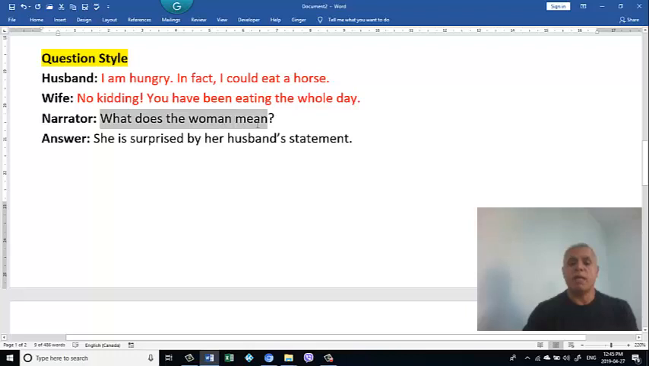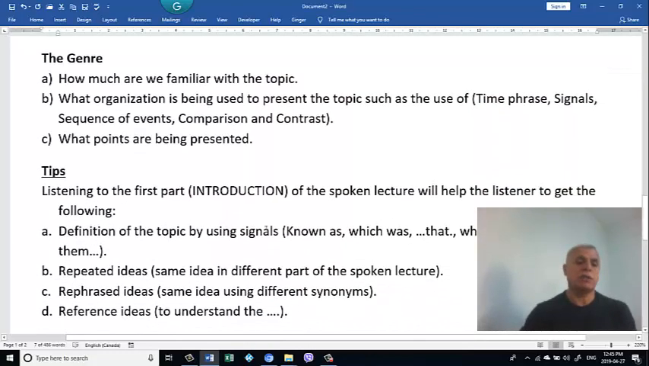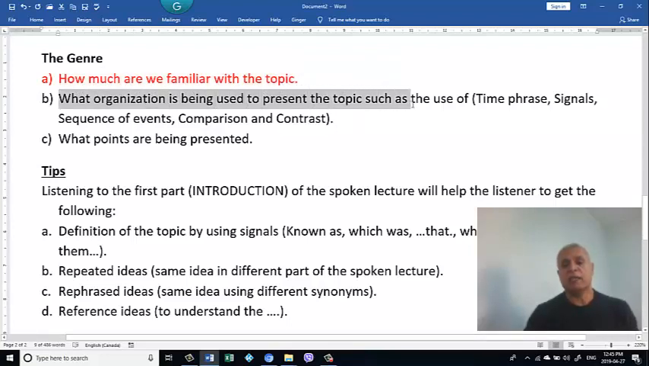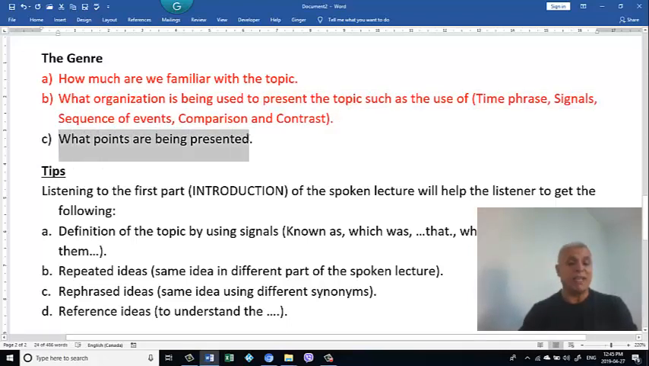Narrator: What does the woman mean? Answer: She is surprised by her husband's statement because she knows he has been eating. For this kind of question, how much are we familiar with the topic? This is very important to know. What organization is being used to present the topic, such as time phrases, signals, sequence of events, comparison and contrast? What points are being presented?